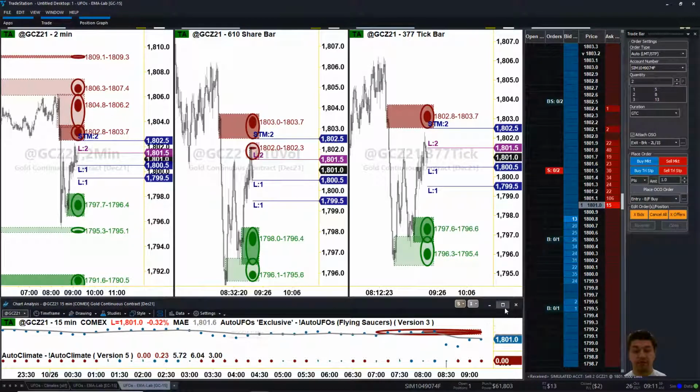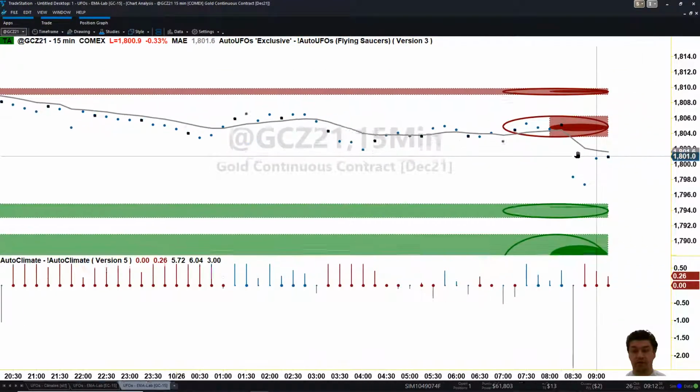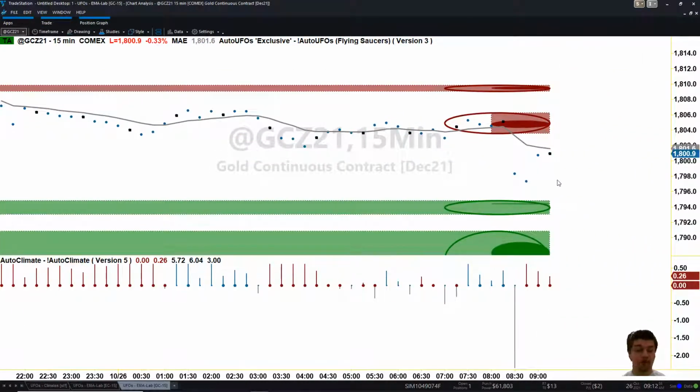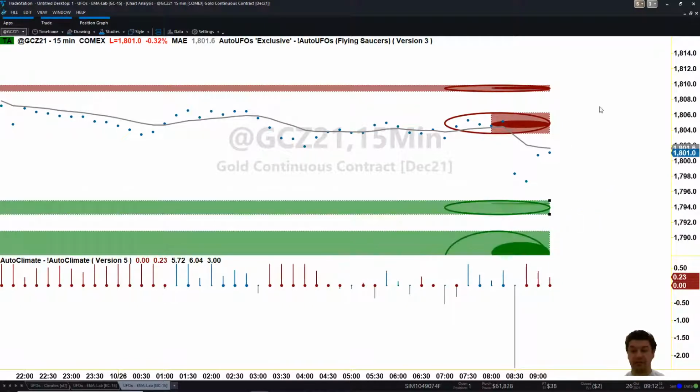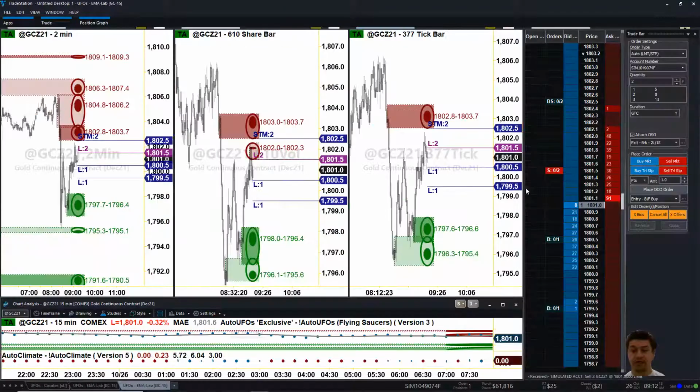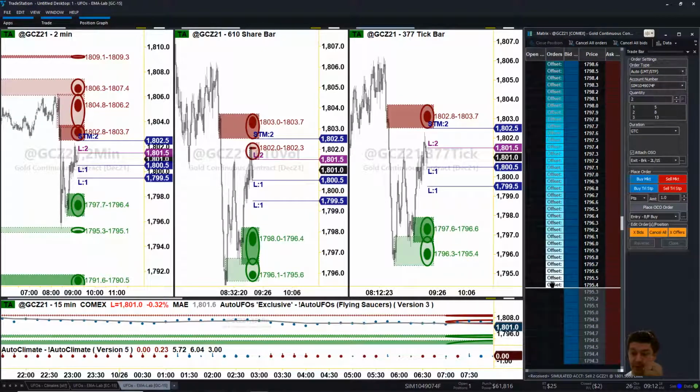Now, before we do that, let's also see where our opposing UFO is. So we're going short on gold, and our first opposing UFO is at 1794.8, as we see here, 1794.8. That one is not too far out, so I'll just drag it. 1794.8 right there.